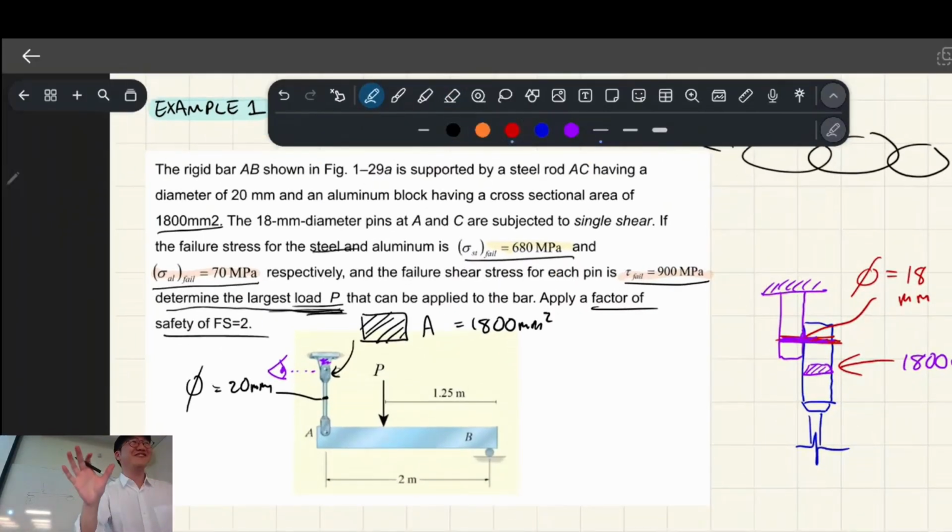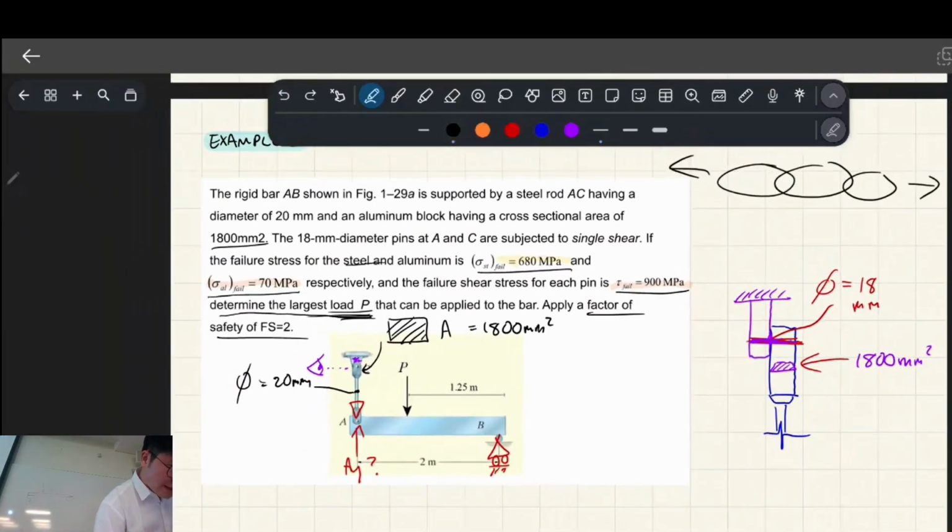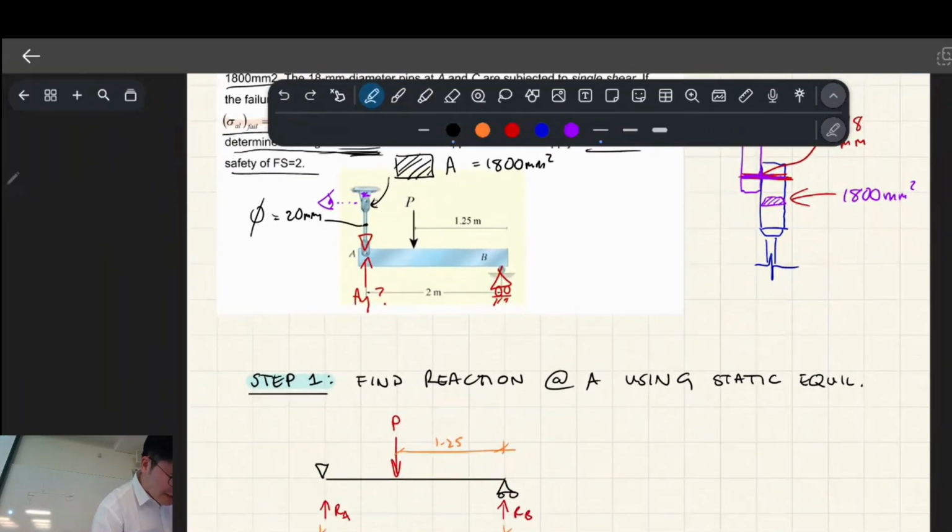So that was a long-winded explanation to say, let's figure out the reaction. That's a support and that's a support. We have to figure out what the AY is here. And that reaction is the force that travels into this system that we have on the left. Does that make sense? Okay. So find the reaction at A using static equilibrium. So jumping back to 1300.